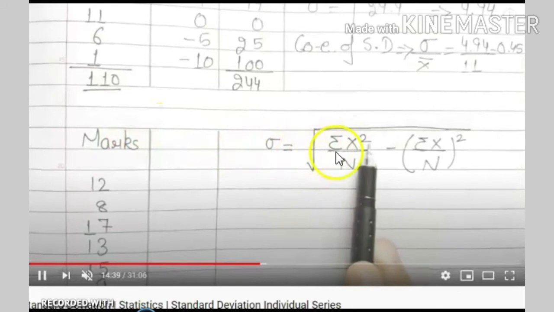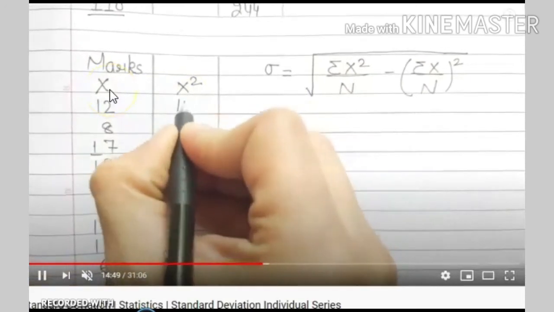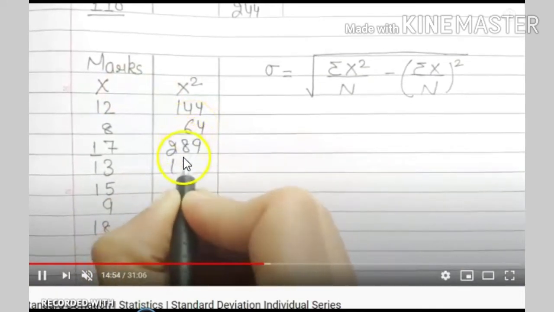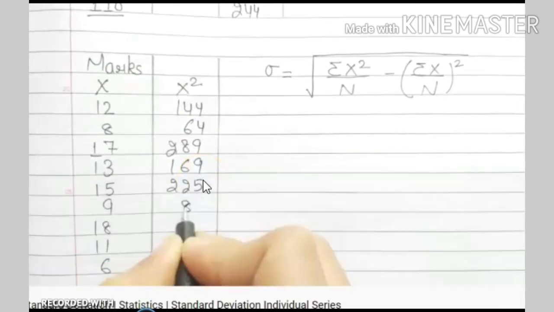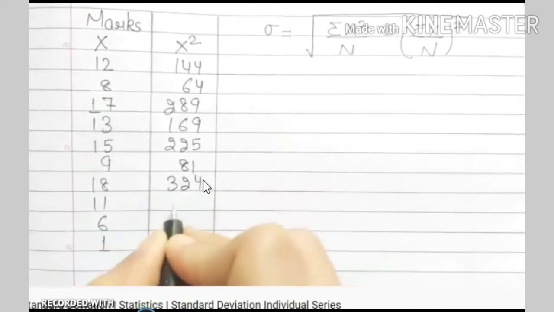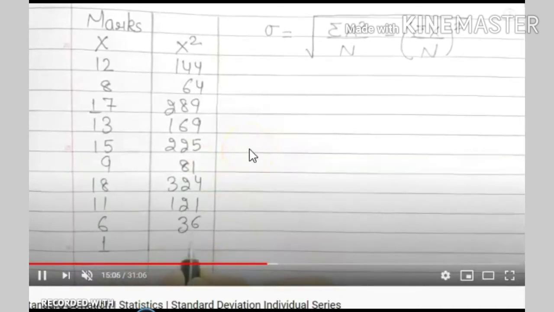I had told you another formula: sigma is equal to root of sigma x square by n minus sigma x by n the whole square. Here you first have to find the x square. X square means just squaring the x column and writing it: 144, 64, then 289, 169, 225, then 81, then 324, then 121, then 36, then 1.